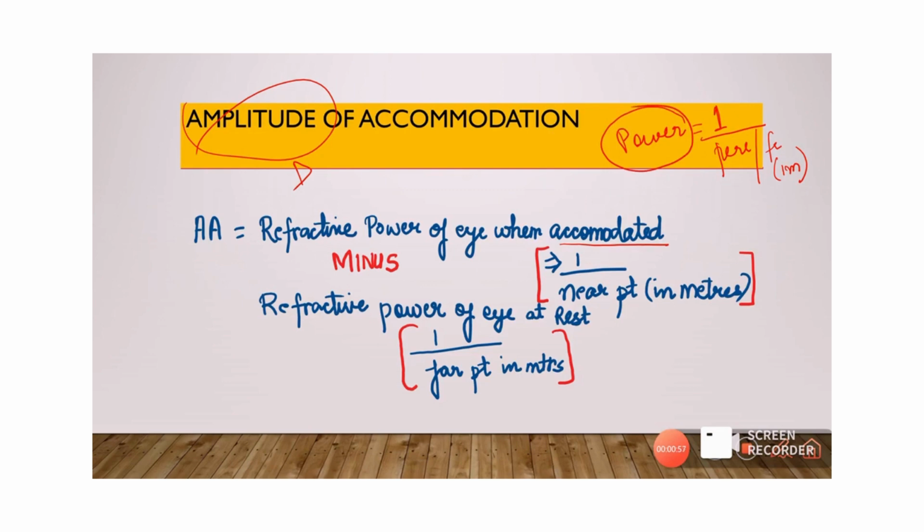So AA, that is the accommodative amplitude, is equal to the refractive power of the eye when it is accommodating, that is 1 by near point of the eye in meters, minus the refractive power of the eye at rest, that is 1 by far point in meters, because at rest means the eye is not accommodating. And when is the eye not accommodating? When the patient is looking at far.